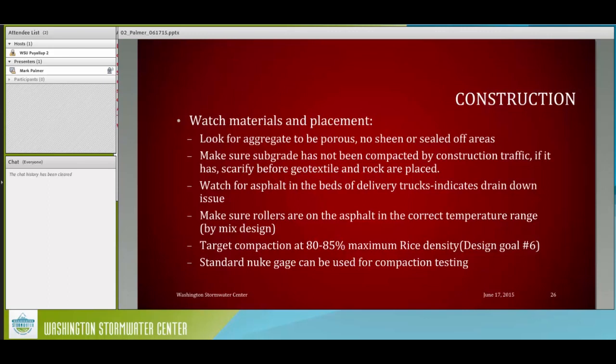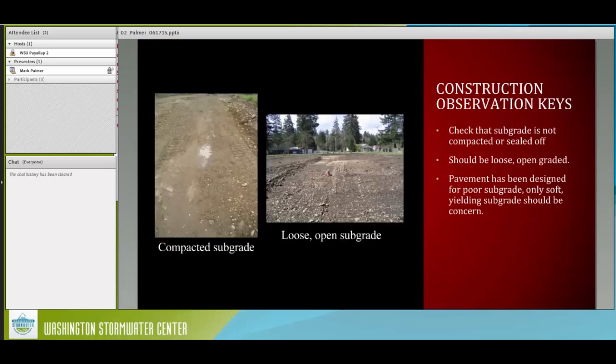We have established now that a target compaction should be 80 to 85% of the maximum rice density. Again, that's getting to that durability goal, focusing less on the porosity of the pavement and more on the durability. That has been a measure that we haven't had in the past, and this could be used with your normal nuclear densometer, so we can have something now to target out there when we're looking at compaction instead of just sticking our thumb to the wind on that. So again, observation keys, make sure things are not sealed and compacted off.